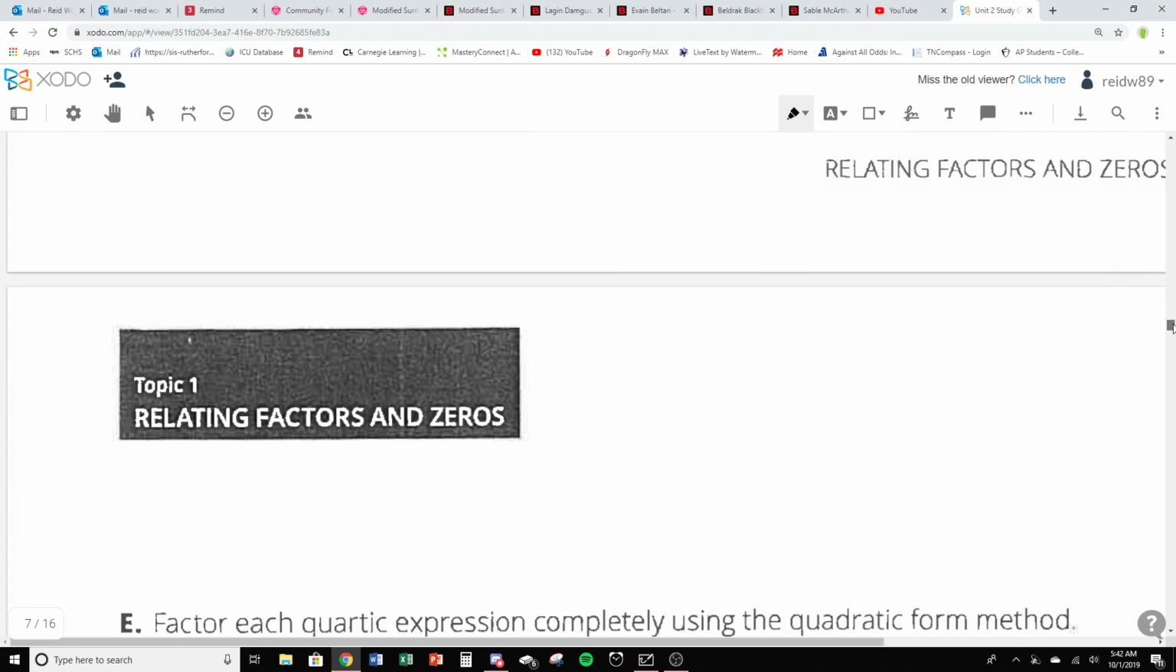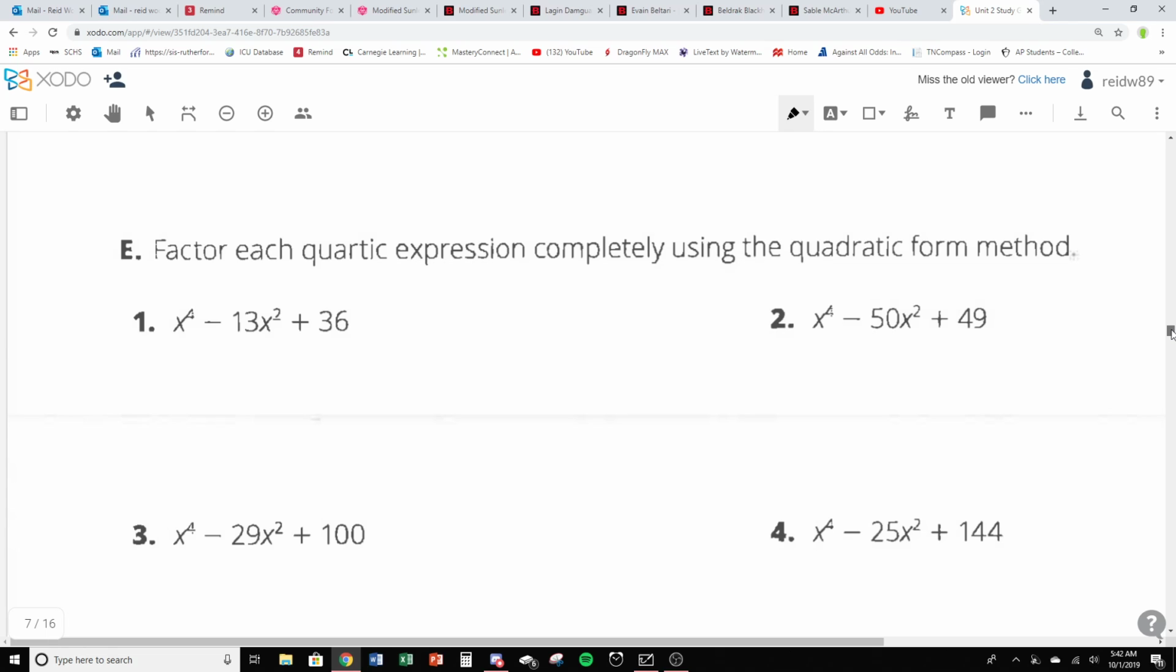All right, in this video, we're going to talk about factoring higher power trinomials. All of these are in the quadratic form. That means they have three terms, but they're not quadratics. They are quartic in this case. And so we're going to explain how this is going to work.